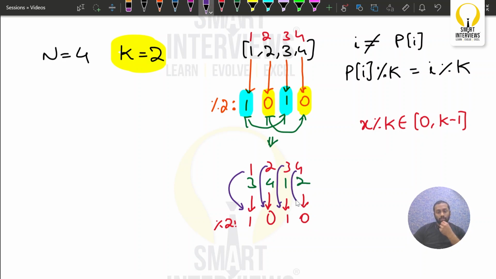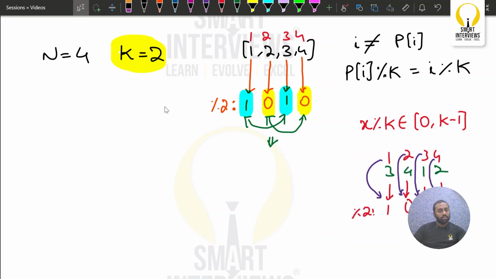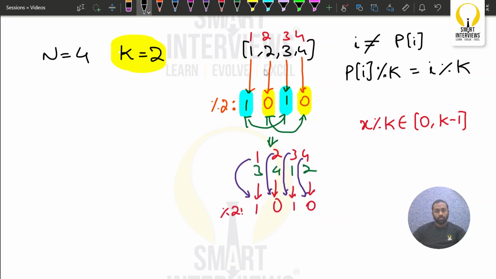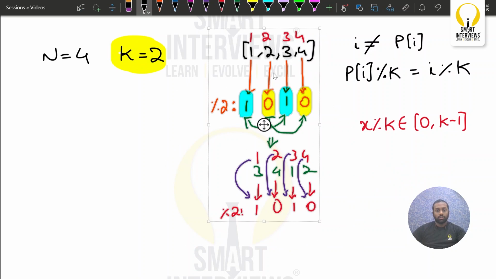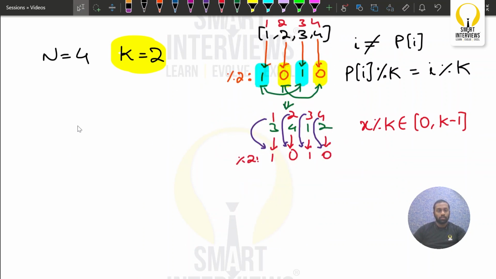So what do I understand with this? Well, this was k equal to 2. Maybe we found it very easily. Let's try a different case, like n equal to 6 or n equal to 7 and k equal to 3. Let's see what will happen over here.